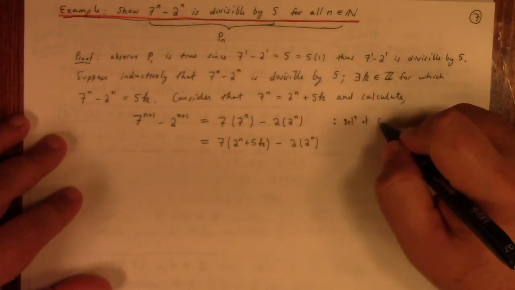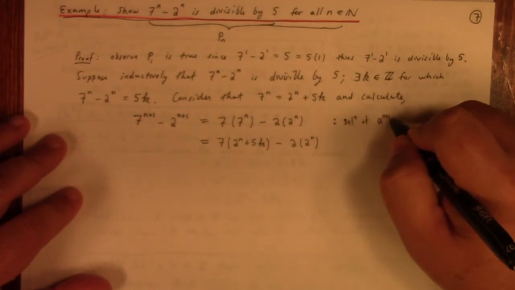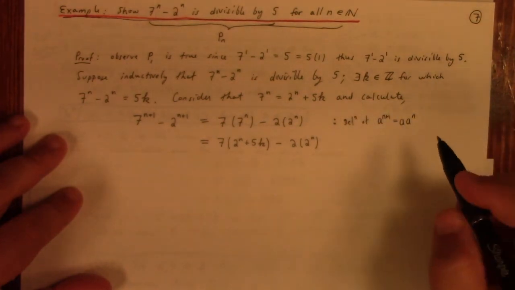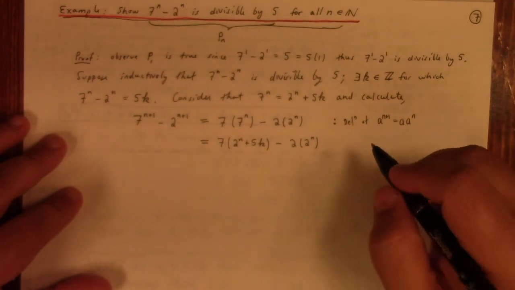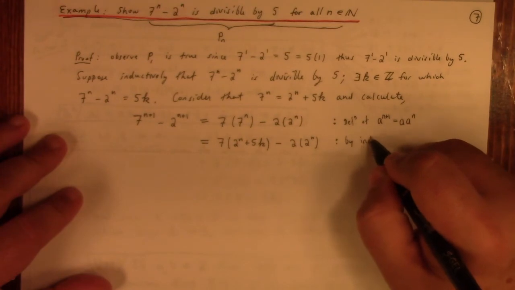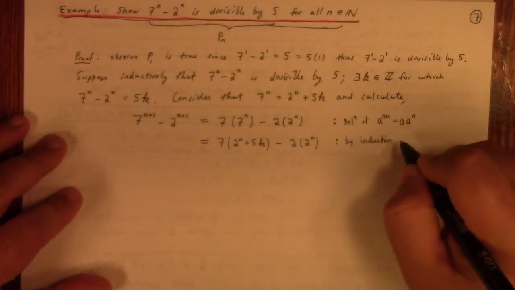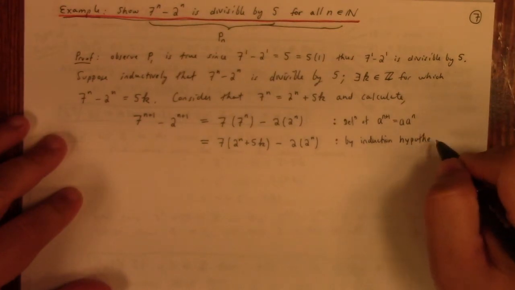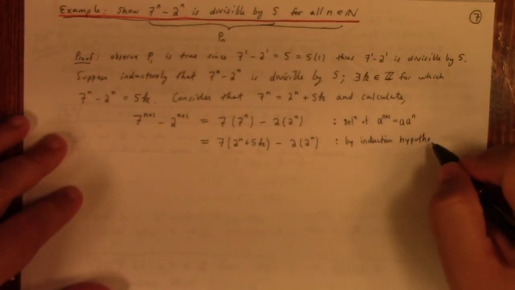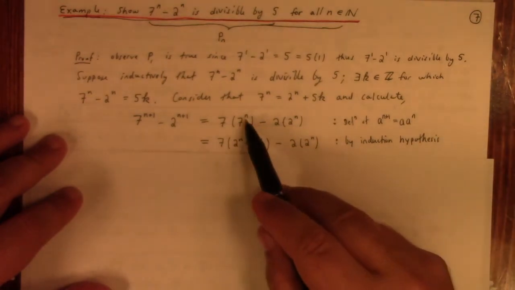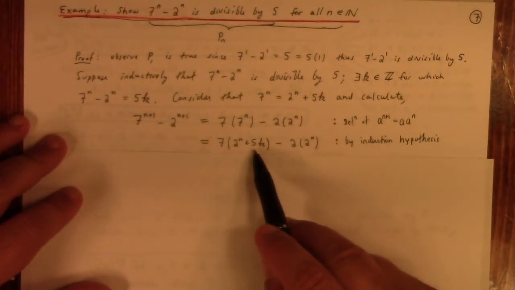You know, if I have a to the n plus 1, it's equal to a times a to the n, right? Definition of power. And this here is by the induction hypothesis. We really should write that. It's important to tell your reader when you're using the induction hypothesis. Which is 7 to the n is equal to 2 to the n plus 5k here.